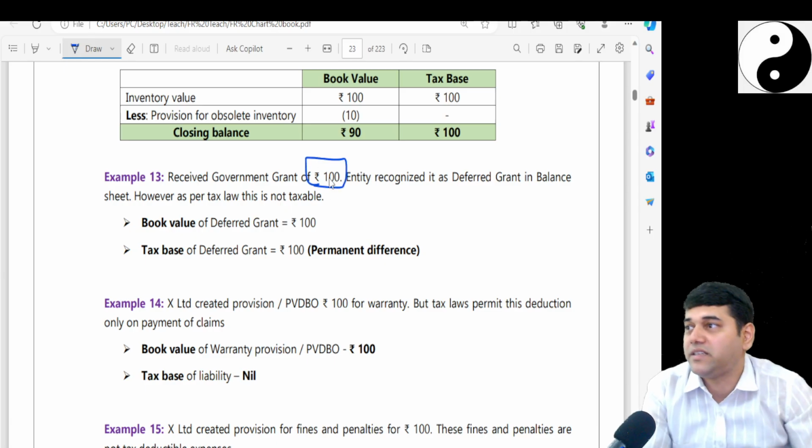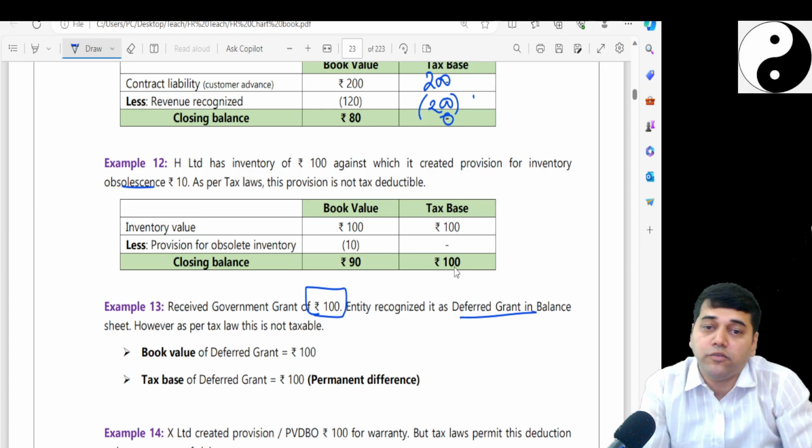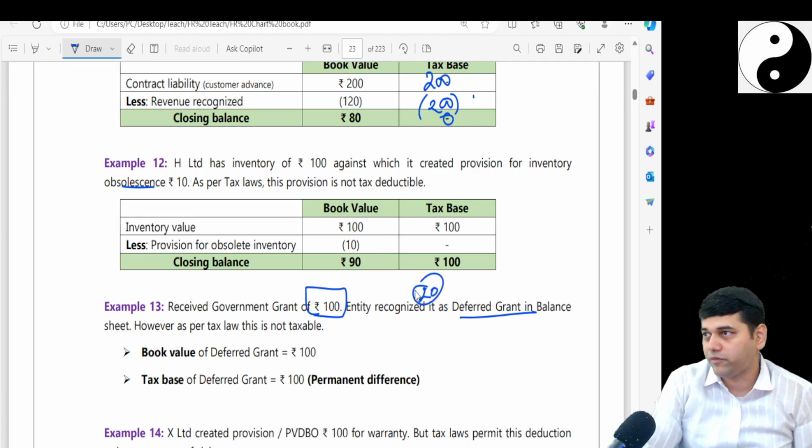You see the speciality here. Here there is a little difference. The entity recognized it as a deferred grant. Now, Ind AS 20 is going to come at this point of time again. I don't expect you to know everything.